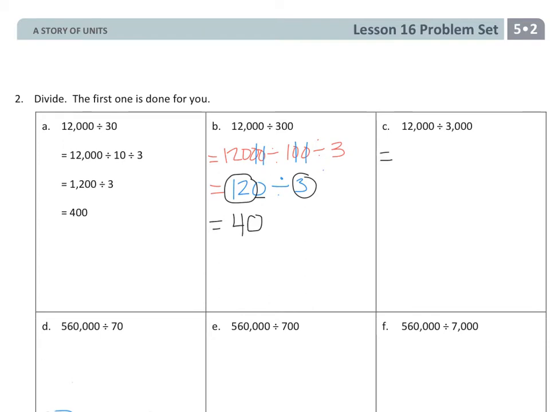Moving on to C, let's rewrite this. We have 12,000, and now we're going to divide it by 3,000. So we're going to take out 1,000 and do that first, and then we'll divide by 3 second. All right, 3 zeros in 1,000, crossing off those 3 zeros. That means we're going to cross off the 3 zeros in 12,000, and so we're left with 12 divided by 3, which is a basic math fact of 4. So the answer to 12,000 divided by 3,000 is 4.